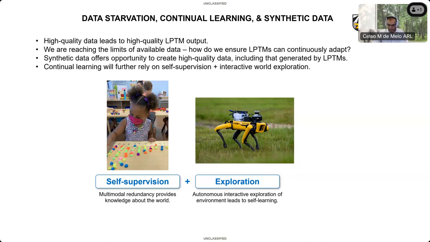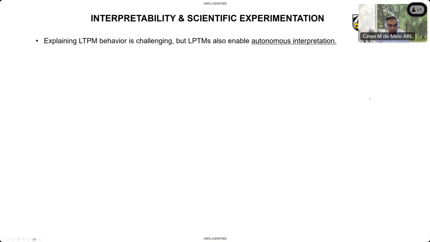So without having a teacher saying, this is how physics works or whatever, just by playing with it and learning the redundancies between the multimodal input, you're able to learn about the world. So we can also bring that idea to our robotic systems or embodied systems. Continue to learn about the world. Okay, so those were some of the topics more related to big challenges and opportunities.